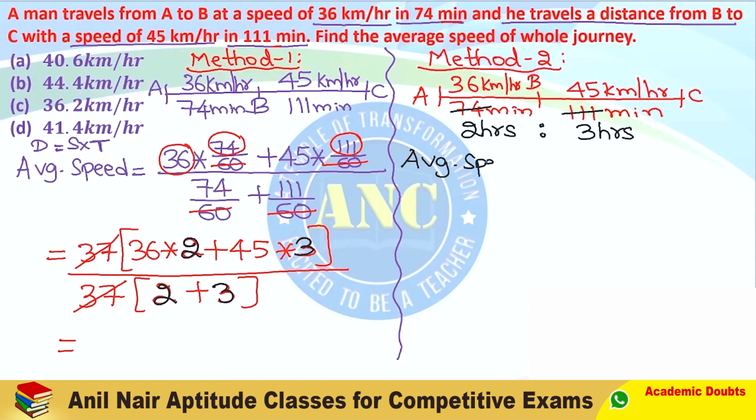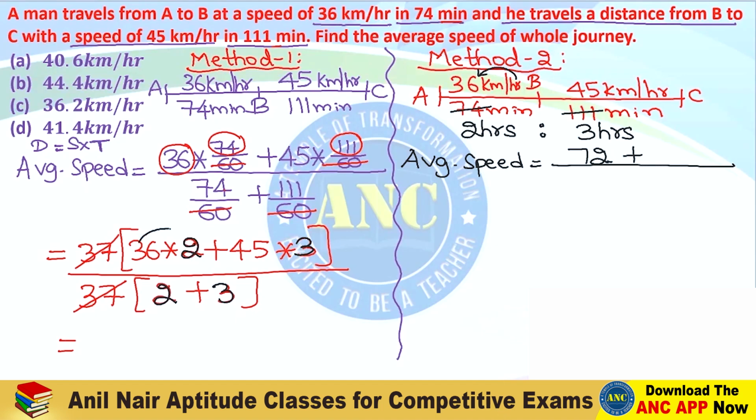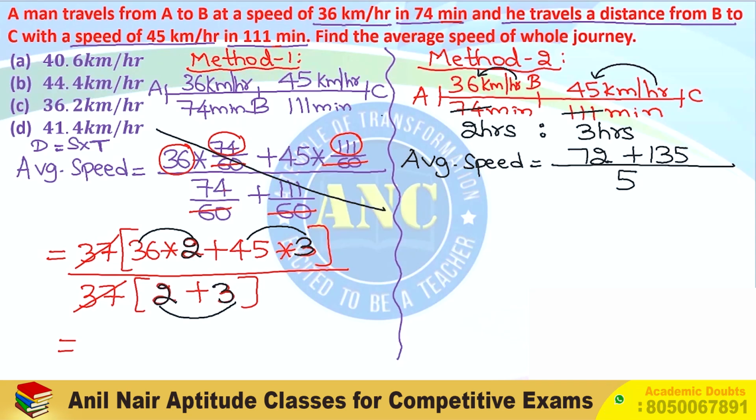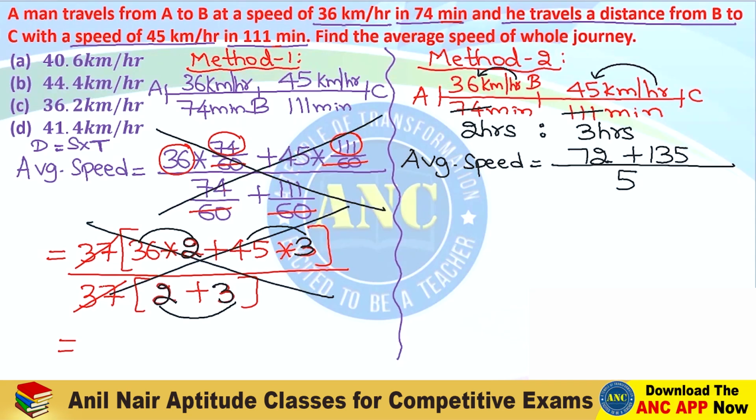So average speed can be easily calculated as follows. In total distance, in 1 hour it will cover 36, in 2 hours it will cover 72. This 72 is nothing but 36 into 2, as in method 1. Next, in 1 hour it will cover 45, in 3 hours it will cover 45 into 3, which is 135. This 135 is the 45 into 3 that you got in method 1. And total time is 2 hours plus 3 hours, exactly what you wrote here also. It is 5 hours. So you don't need to do all these extra intermediate steps which I solved in method 1 to get the answer for average speed.